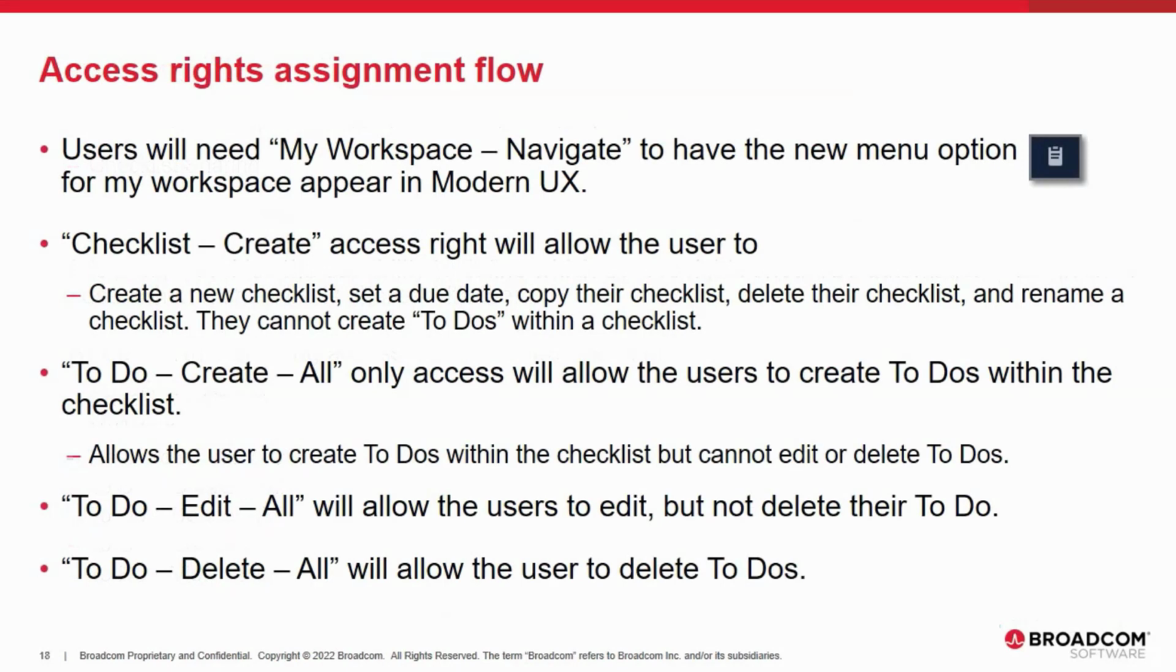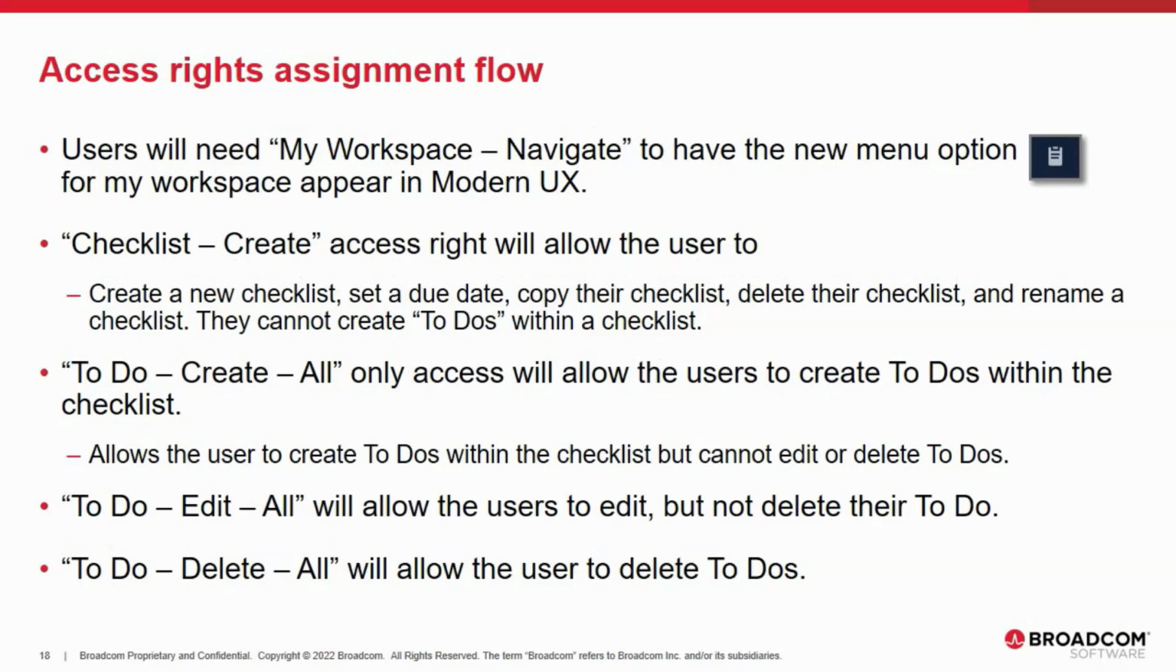So let's discuss a little bit about the flow of the access right assignments. What I'm going to talk about is what happens if only selected rights are granted to the end user. This is important to understand because, as we talked about, the access rights are automatically assigned to the end users upon sharing a checklist. What happens if the administrator removes some of these rights? What will then be available to the end user?